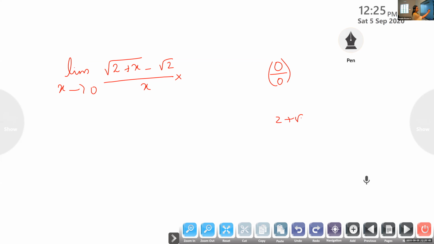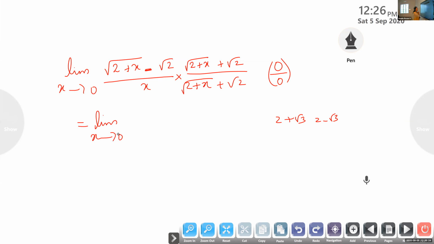What is the conjugate of 2 plus root 3? 2 minus root 3. We'll multiply and divide by the opposite sign, isn't it? Likewise here, I'm going to multiply and divide by root of 2 plus x plus root 2 by root of 2 plus x plus root 2. Here we have a minus sign, and I want to remove this root. So I'm multiplying and dividing by the conjugate.